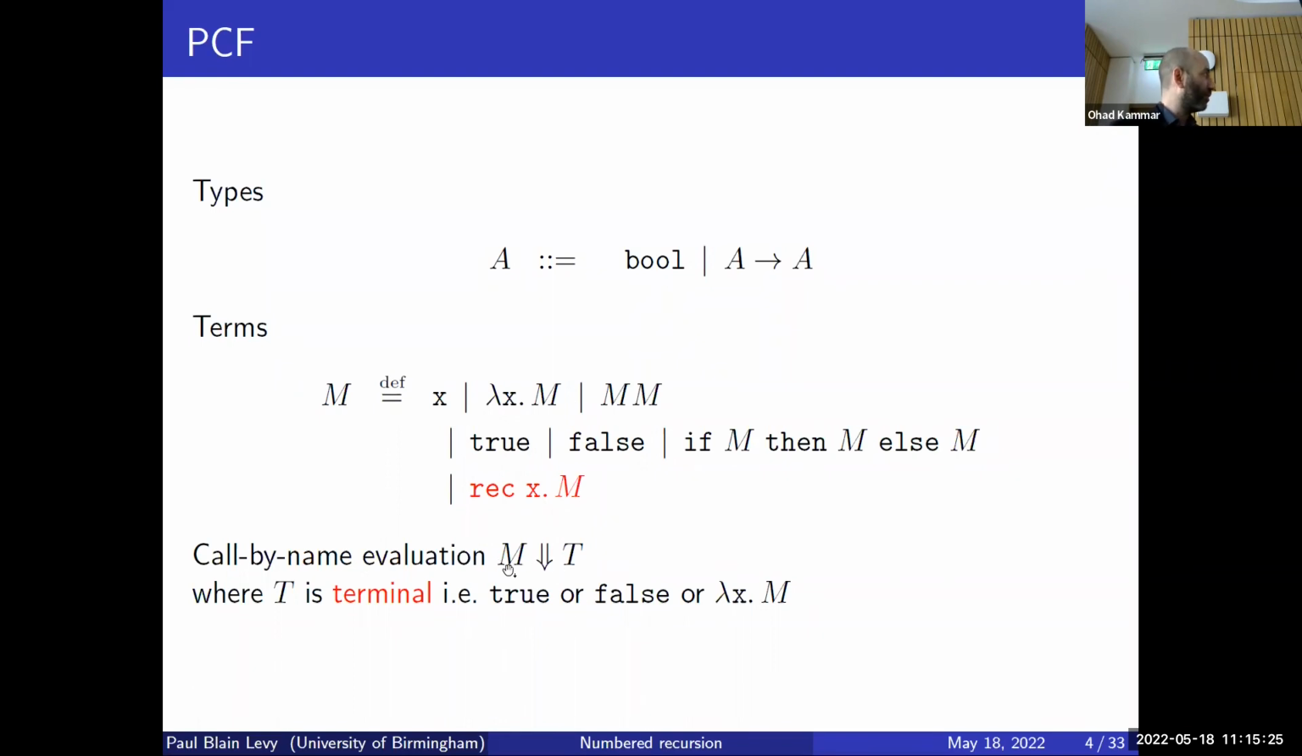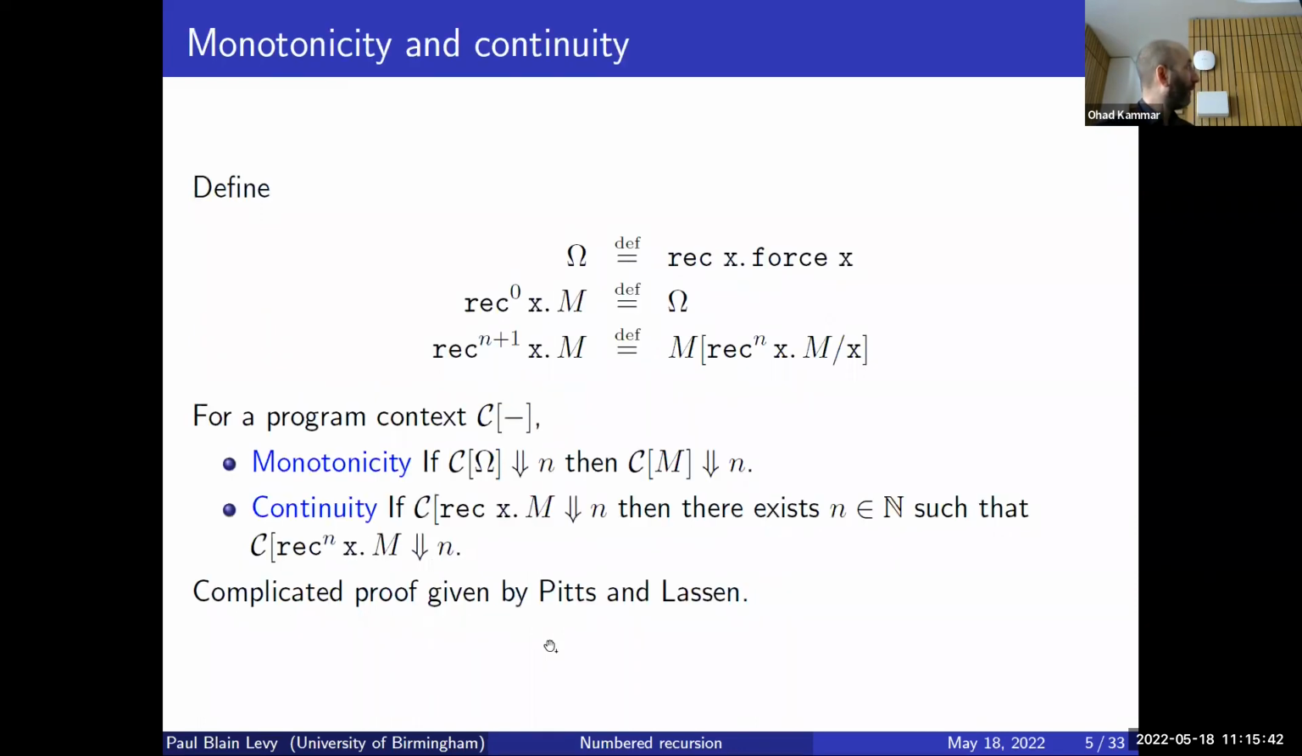And we have call by name evaluation. So this means M evaluates to T, and you define this inductively in a call by name way. You evaluate a closed term into a terminal, which would be true or false or a lambda abstraction. That's PCF. Okay, so these definitions are very commonly seen. Now, this is the first typo of the day: it should just be rec x.x, because this wasn't call by push value, this is just call by name now, so there shouldn't be a force there. So omega is just a term that diverges, just runs forever.